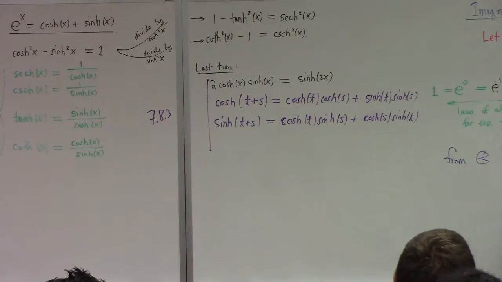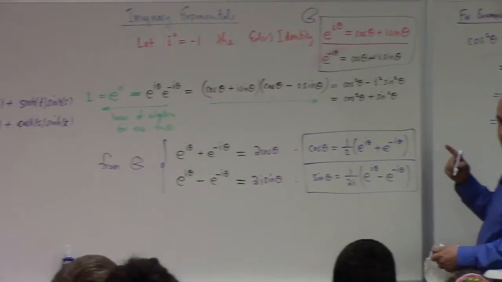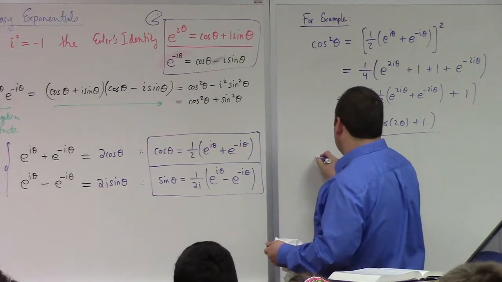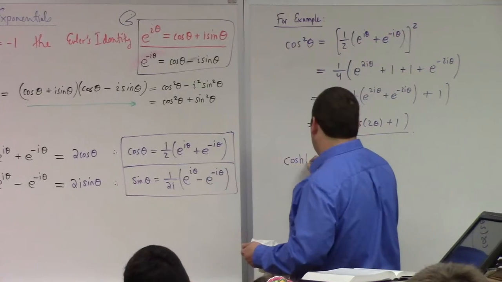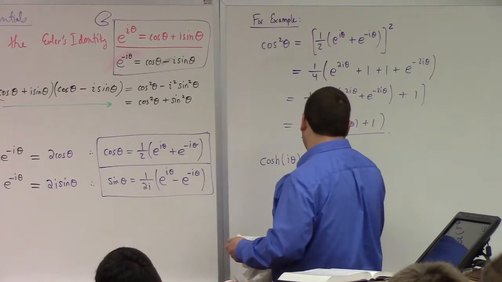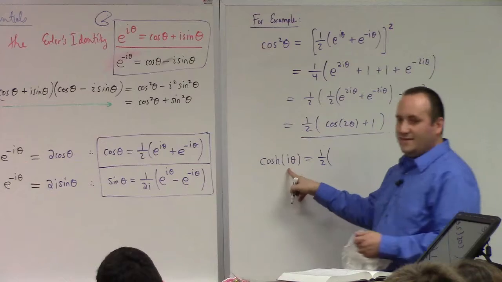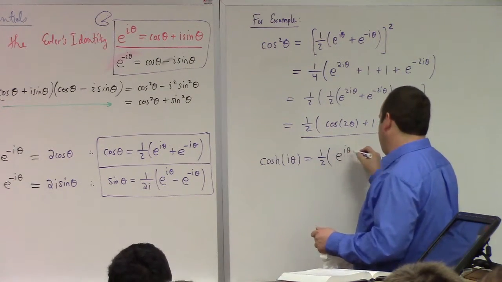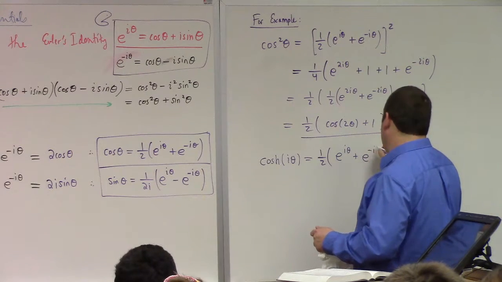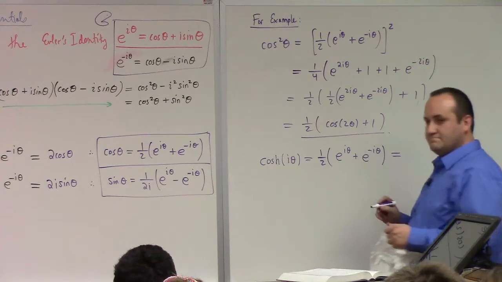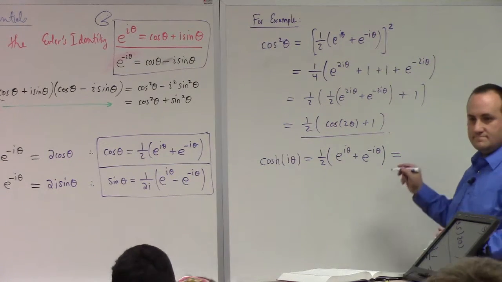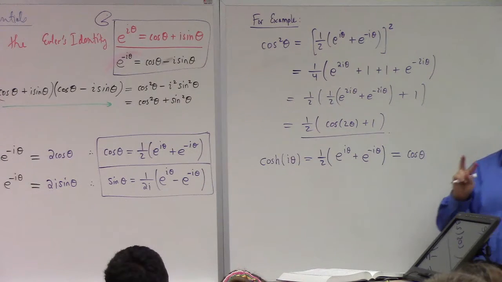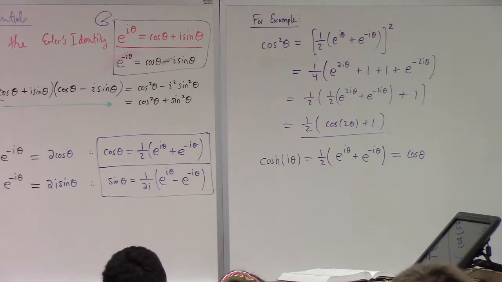One other thing. What's the connection between cosh and sinh and sine and cosine then? Check this out. Cosh of i theta would be what? If I put i theta in for x, what do you get? And what is that? Yeah, cosine theta. So you see cosh and sinh and sine and cosine are really just two sides of the same coin.